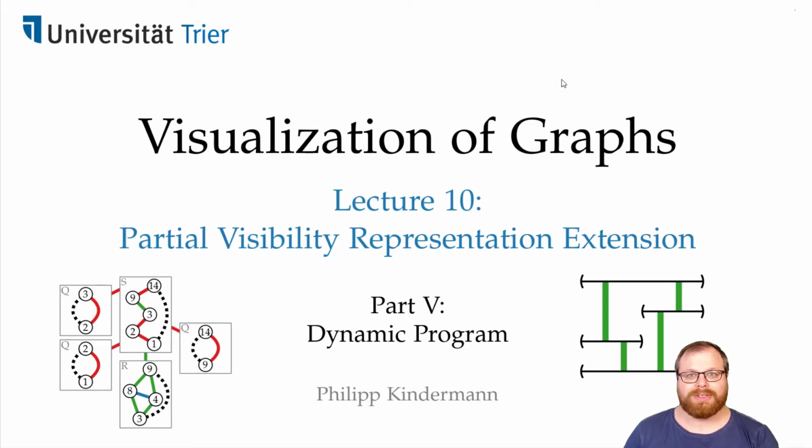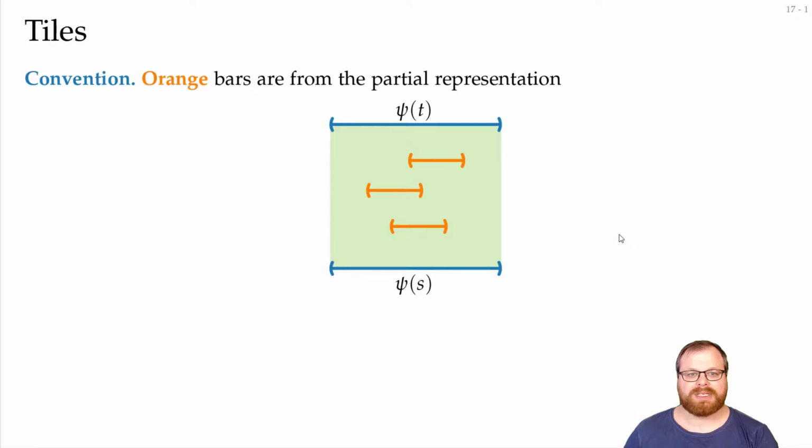We will now use the SPKR tree to describe the dynamic program to solve our representation extension problem. We will use one simple observation. Let's say we have our S and our T, and we have some fixed bars in between. Those are always orange. This is a rectangular representation, so S and T span a rectangle. Also, there's a bounding box for all these already represented bars.